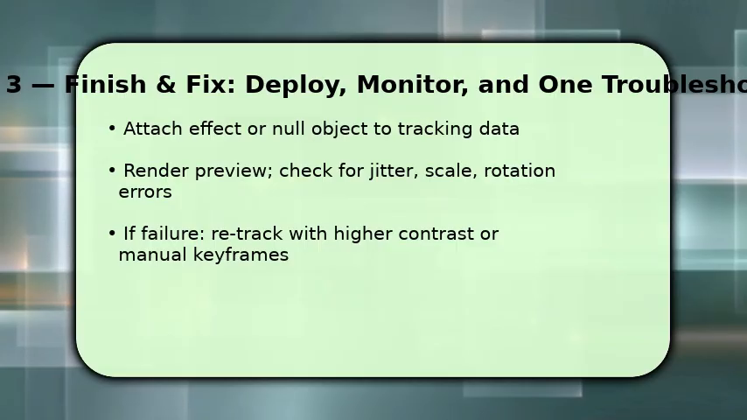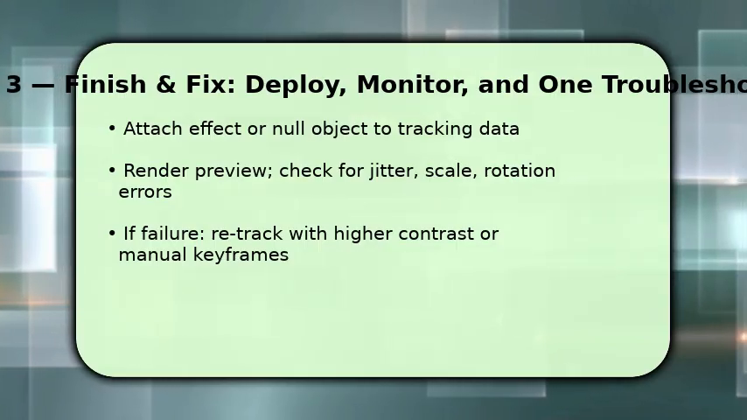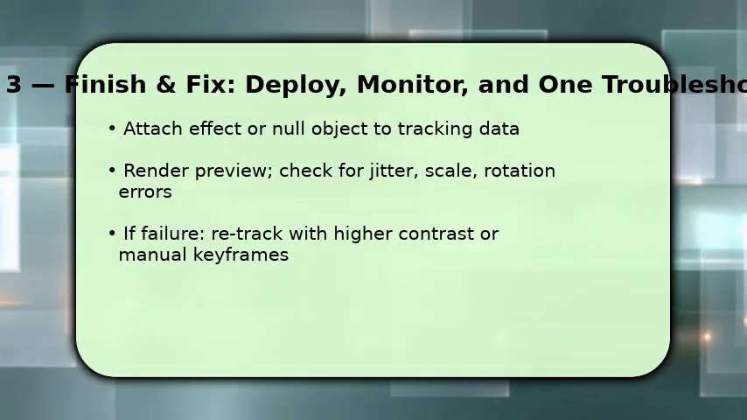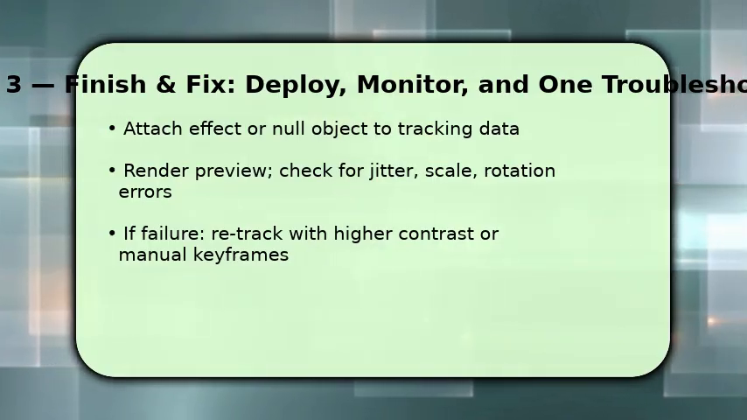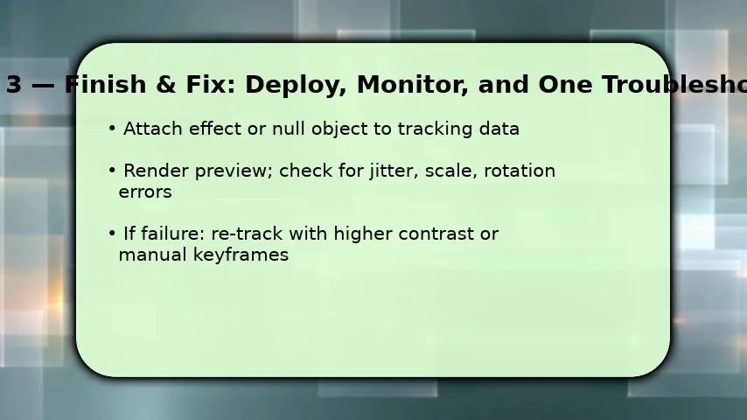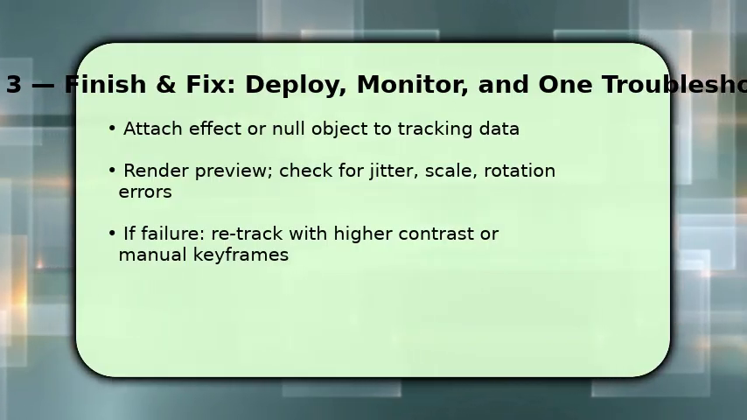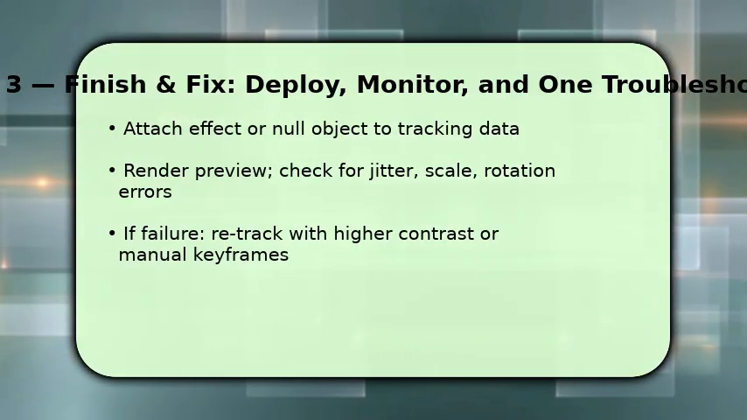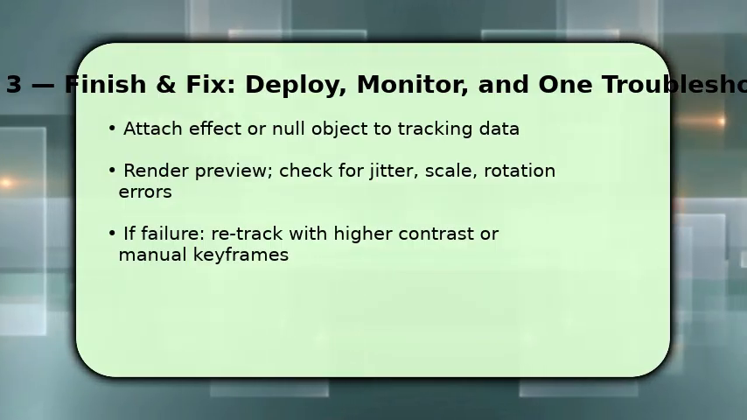If you notice jitter or slipping, first try retracking from a higher contrast frame or increase search area, then make small manual corrections where needed. If persistent errors remain, switch to manual keyframes for those sections, and use feathered masks or frame-by-frame tweaks to preserve.